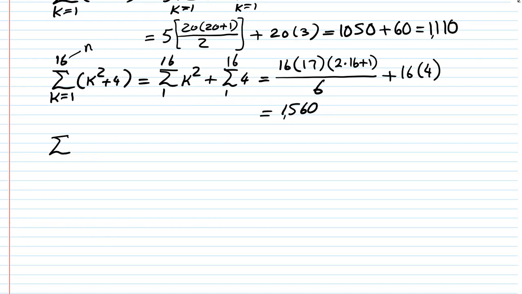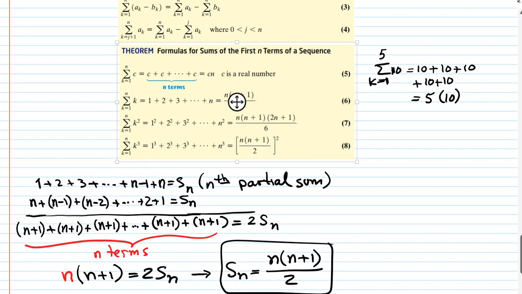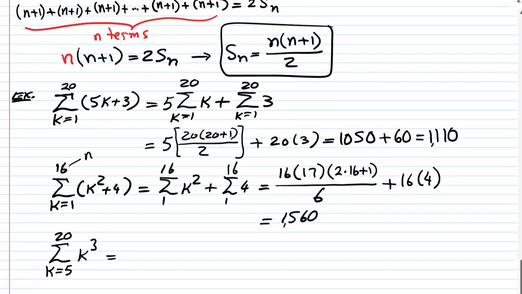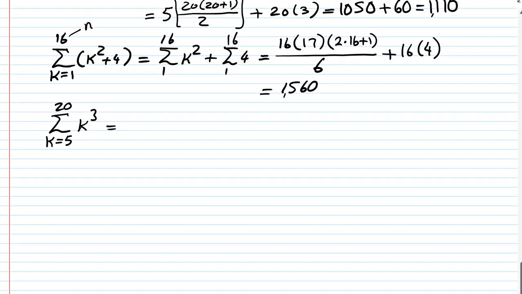This next example, suppose I'm going to start k at 5 now, to 20, of k cubed. See, I'm not starting at 1. So what am I going to use? I'm going to use number 4. It says to find the sum from somewhere in the middle of the series, you go from 1 to n and you subtract from 1 up to the one before you want to start with. So this is what the sum would look like, by the way: 5 cubed, 6 cubed, and so on, plus 20 cubed, right?